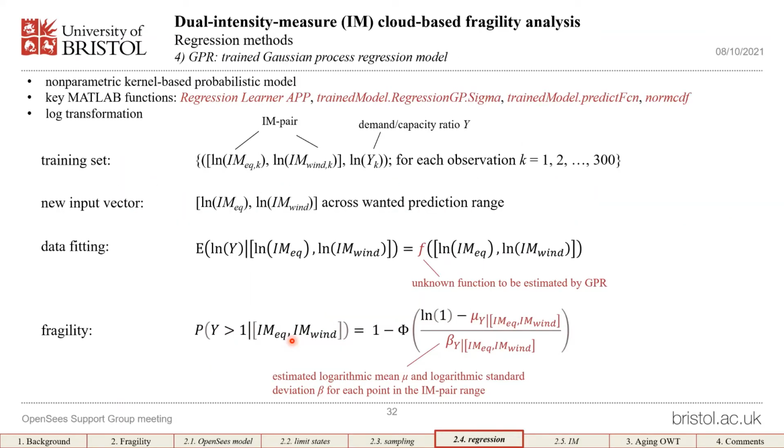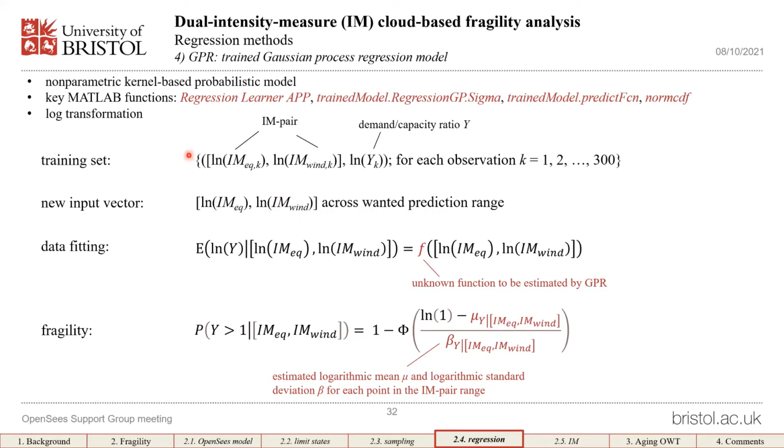The fourth regression method we have used is the Gaussian Process Regression, or the GPR model. Basically, it is a non-parametric kernel-based probabilistic model. Generally speaking, the GPR model is used to make new predictions for a desired range of new input vector based on an available training set. For our case, the training set was the observation of 300 cases of WISE and their corresponding intensity measures. And the new input vector was the entire range of intensity measures where we wanted a prediction.